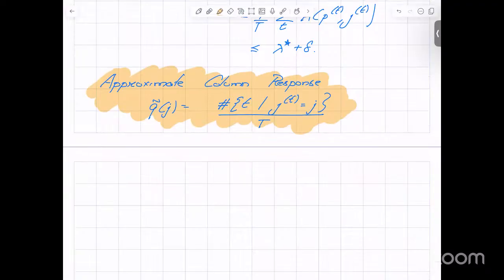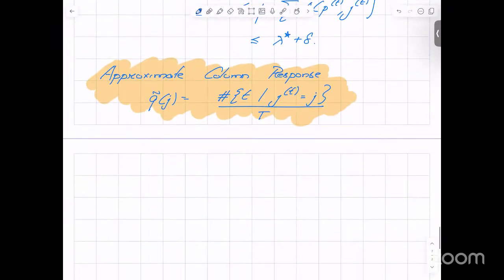So what do we want to understand? Actually, we would like to show RQ tilde. This is Q tilde, it's not Q star, so it's certainly smaller than lambda star. We want to show it's not too much smaller than lambda star. It's only a delta smaller than this one.